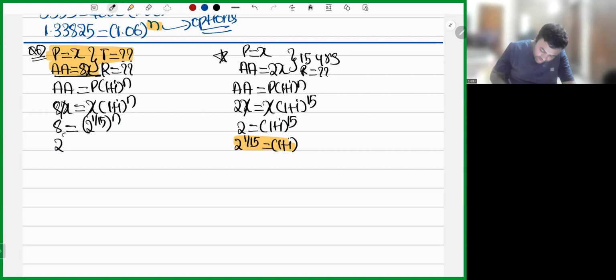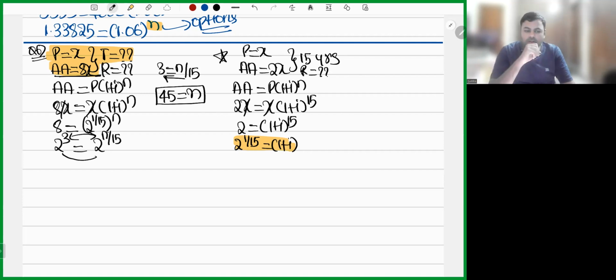So 8, can I write it as 2 cube, is equal to 2 power n by 15. Now bases are equal, powers can be equated. 3 is equal to n by 15. So cross multiplication, 45 is equal to n. So how many years will it take the money to become 8 times? 45 years. Simple, my dear friends.